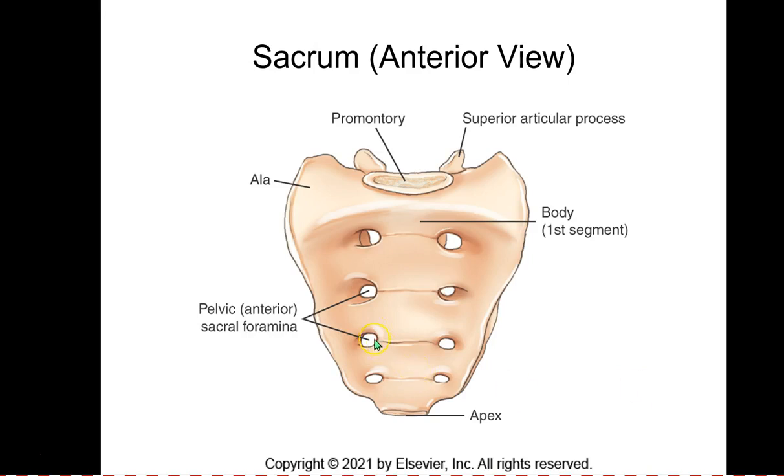The ala, or the wings of the sacrum, on both sides here, are large masses of bone found lateral to the first sacral segment. And the two superior articular processes of the sacrum form zygapophyseal joints with the inferior articular processes of the fifth lumbar vertebra. So notice right here, the sacrum has those superior articular processes, again, that form Z-joints with L5.